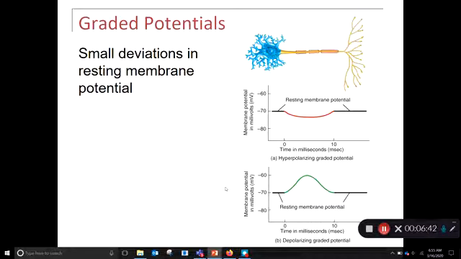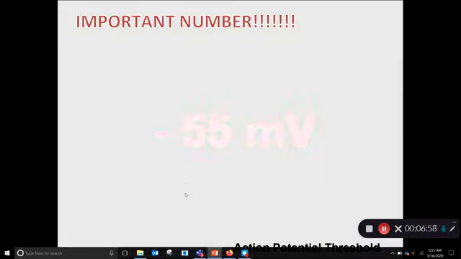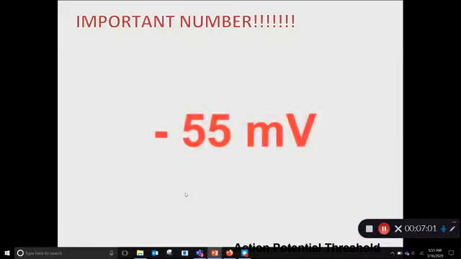You won't see any communication, you won't see any message going down this axon when a graded potential never, ever, ever exceeds negative 55 millivolts. They will always be a graded potential. Now, if it does get to negative 55 millivolts, hey, important number again, that is your action potential threshold there.